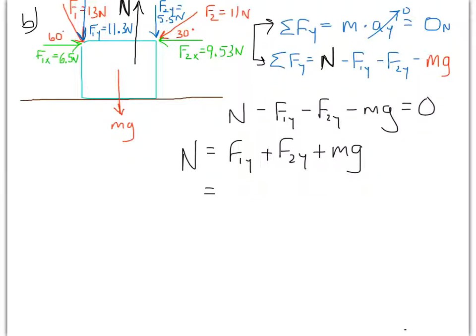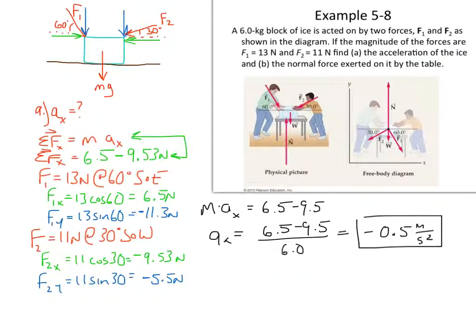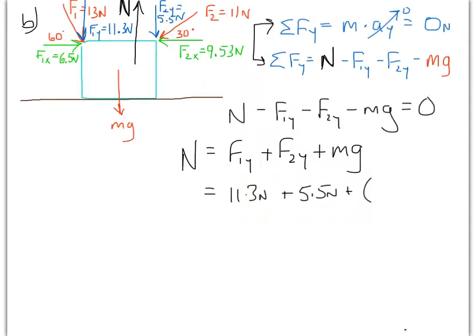F1y, that's 11.3 newtons. F2y, that's 5.5 newtons. And mg, that's going to be, what's the mass of the block? I believe that is 6 kilograms. All right, back here. Yep, 6. Haven't been back there for a while. 6.0 kilograms times 9.81 meters per second squared. This is going to give us our normal force, the force that the table has to supply in order to counteract all those downward forces.